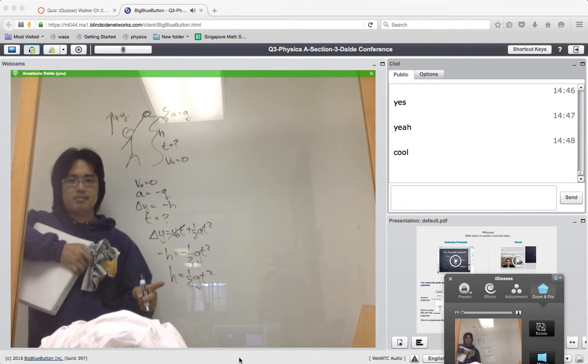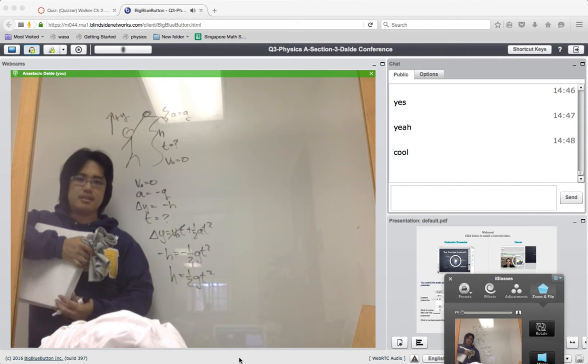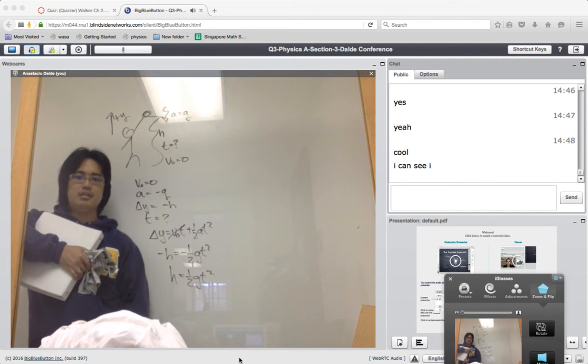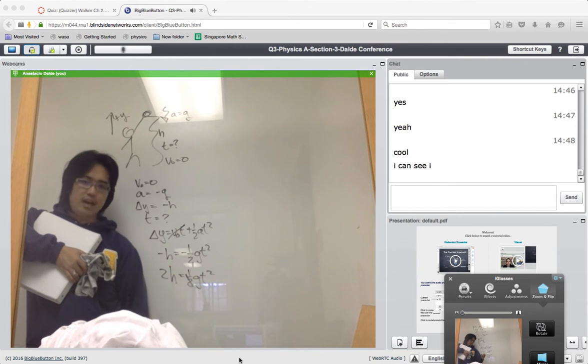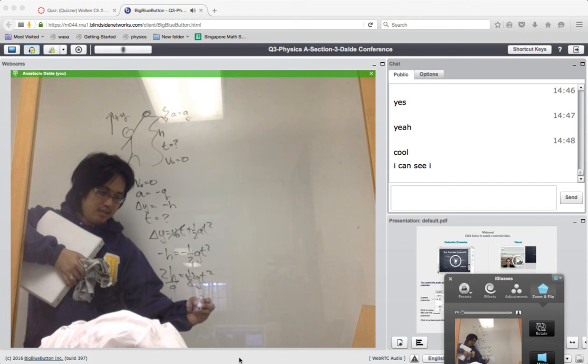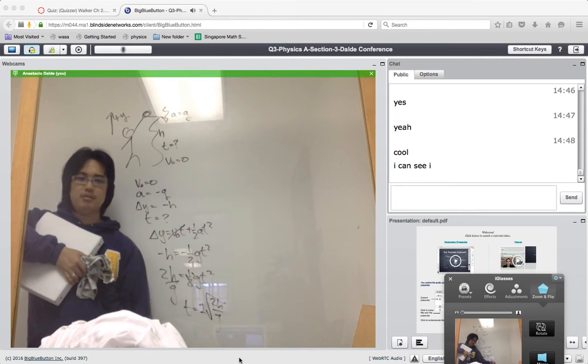Can you see that, or is the glare in the way? I can't really do much about the glare, so you're going to have to deal with it. All right. To solve for t, I would multiply both sides by 2, getting rid of that. I would divide both sides by g, getting rid of this. And I'd take the square root of both sides. So t is equal to plus or minus the square root of 2h over g. Are we cool?